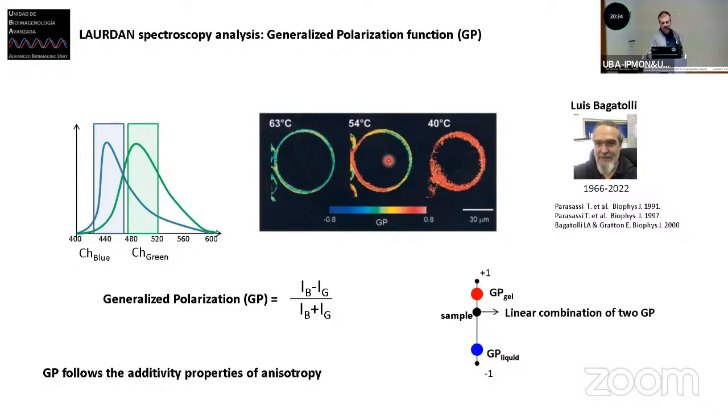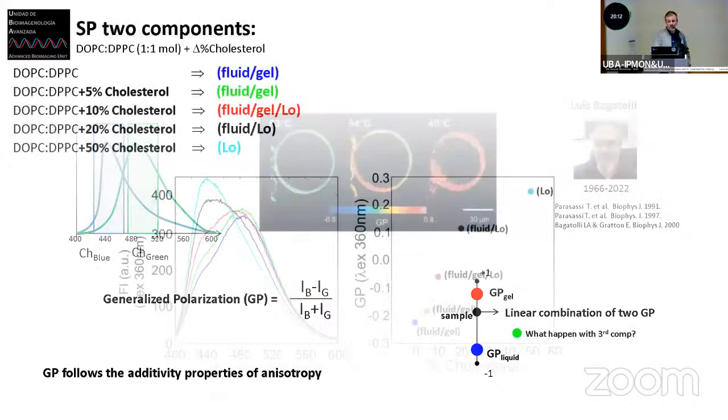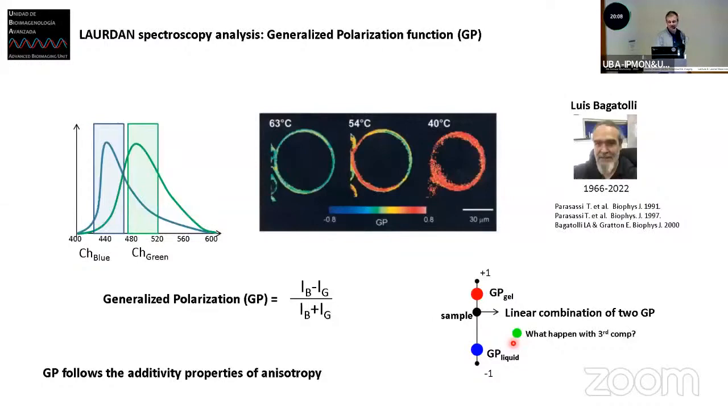But what is the problem with the GP? The GP is already assuming a model. What is the model? The model is this. You have two components, right? You can be in this state or this state. If you have any other component, it will not show up here because the equation only has two parameters. And this can be a problem when you have a third component like, I don't know, autofluorescence or a third fluorophore, whatever, right? So we proposed to use the spectral phasor for this.